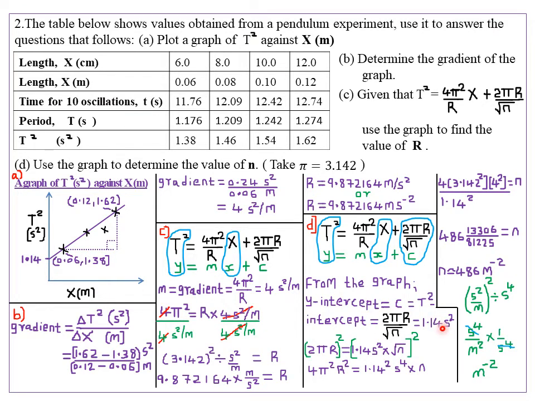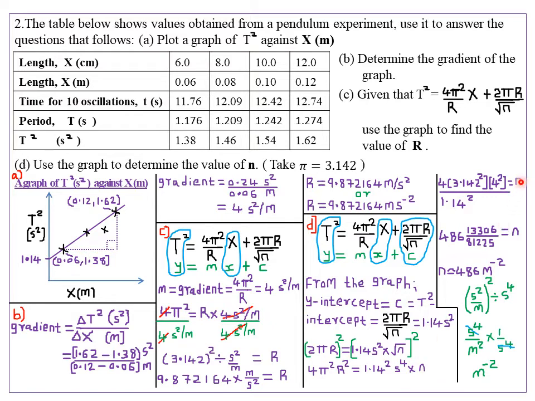If we want the value of n, I can start by multiplying both sides by the root of n, so that I have 2 pi r being equal to 1.14 times the root of n. Then I square both sides, so that I have 4 pi squared r squared being equal to 1.14 squared. Then the square of the root of n is just n.